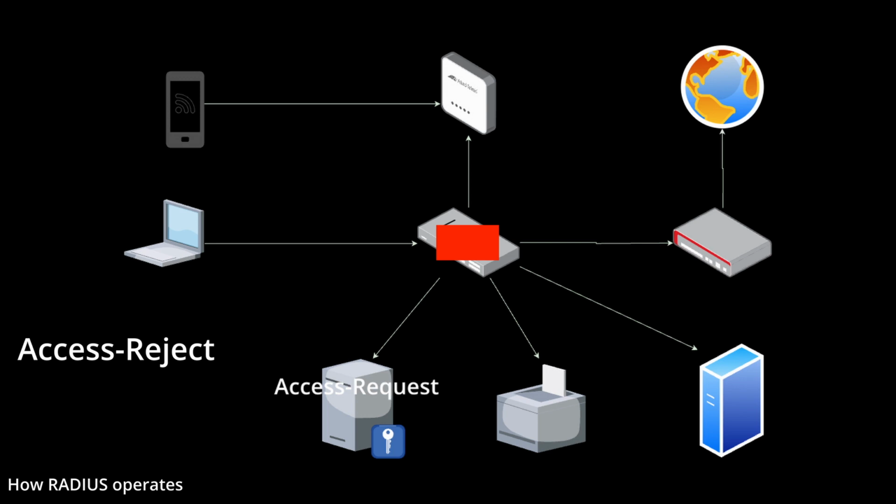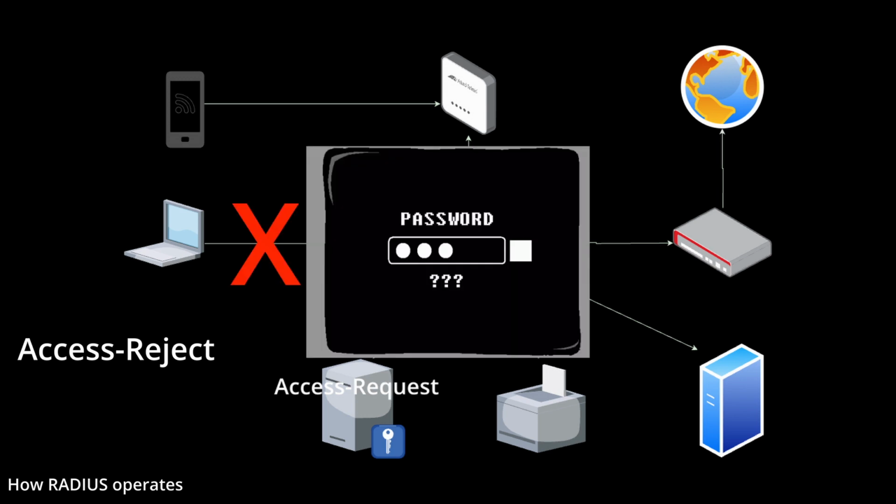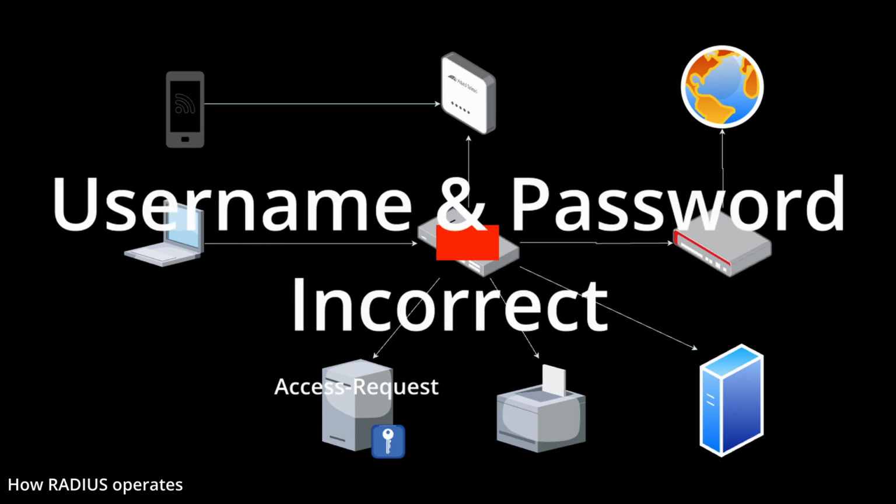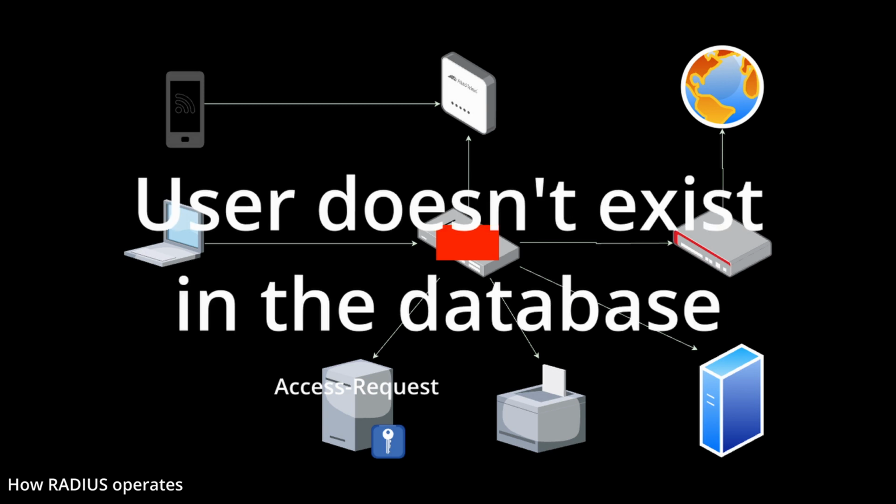Access reject is when the user is denied access to that resource. This could be due to invalid credentials, for instance. Access accept is where the user is granted access, and access challenge is where the RADIUS server requests further information. Within these messages may be information on why the user was rejected. Maybe the username and the password were incorrect, or the user doesn't exist in that database.